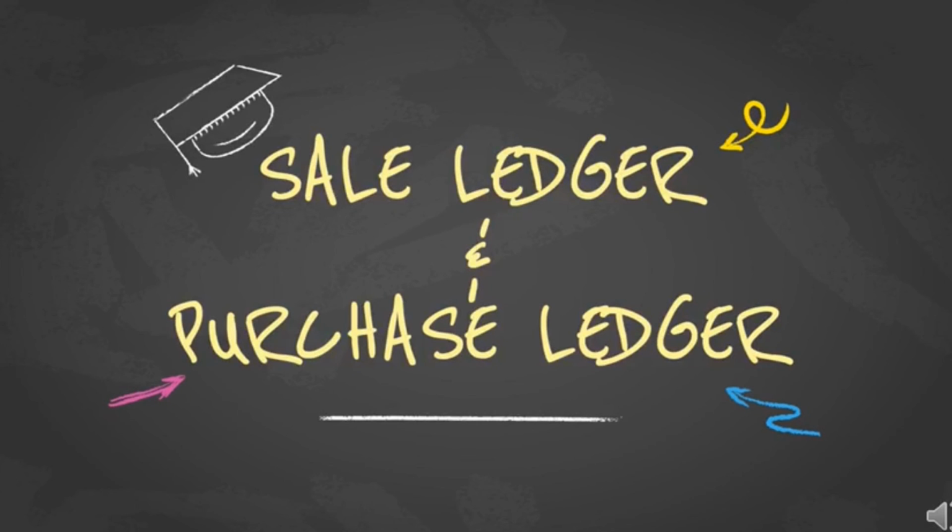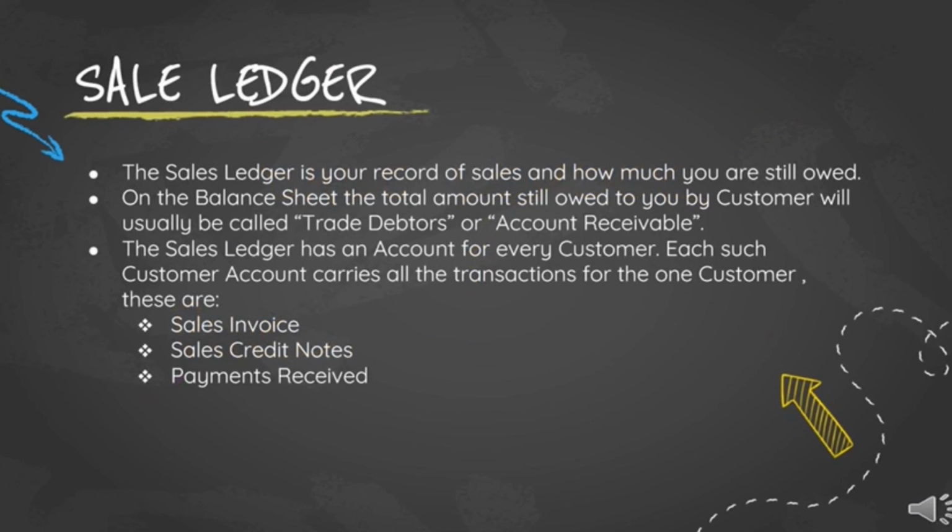Sales ledger and purchase ledger. Sales ledger. Number one, the sales ledger is your record of sales and how much you are still owed. Number two, on the balance sheet, the total amount still owed to you by customers will usually be called trade debtor or account receivable.